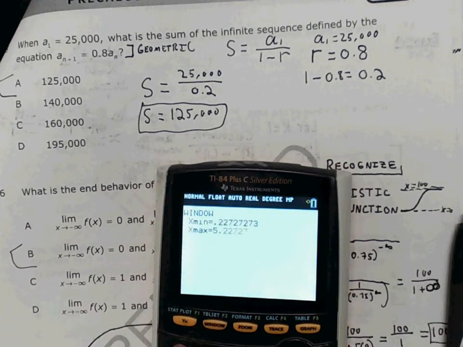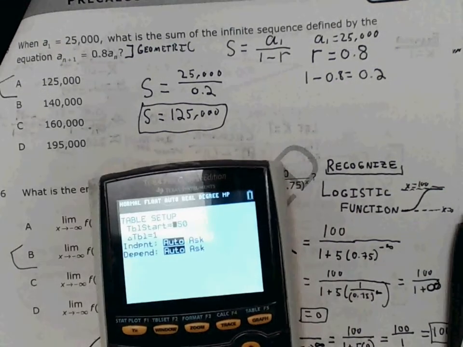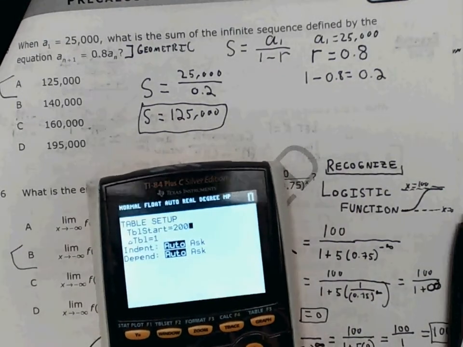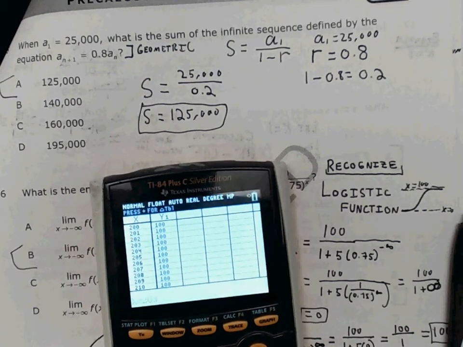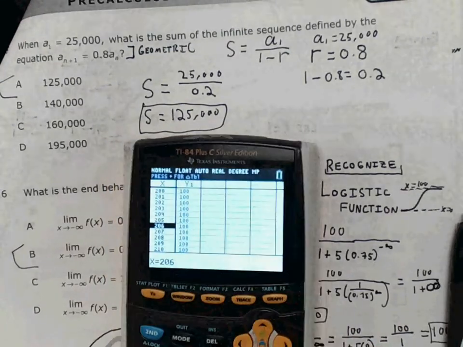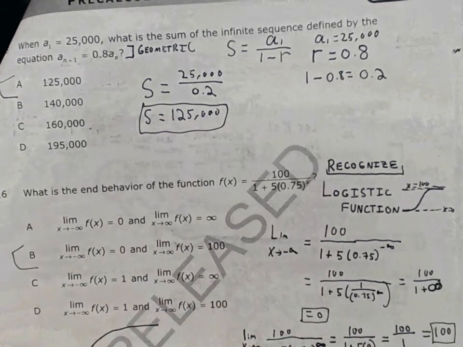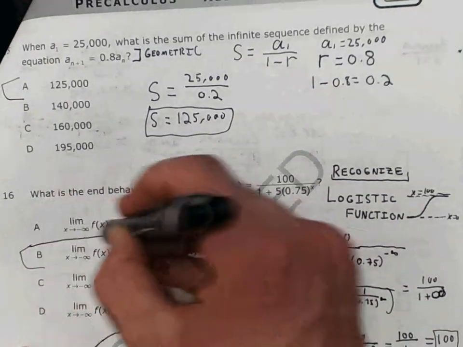Let's find the limit as x approaches infinity. Second table set. Let's pick a very large value, so let's say x is equal to 200. Second table. As x gets larger and larger and larger, it just approaches 100 and becomes 100. So the limit as x approaches infinity is 100. So 0 and 100, that's the option.